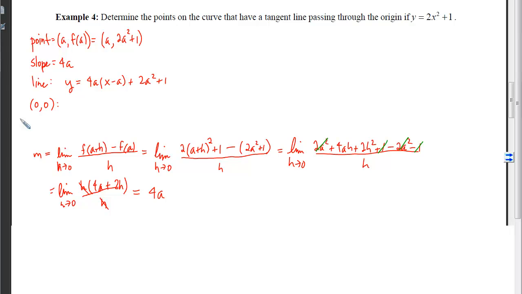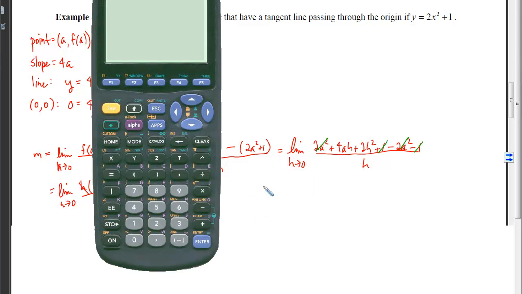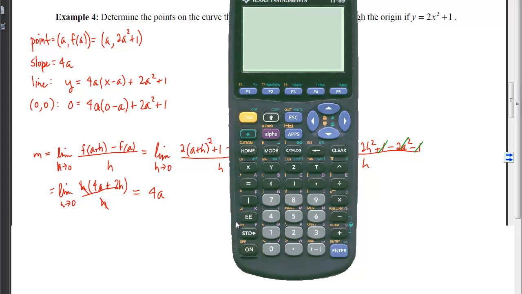and each point that is on the line will satisfy this equation. So if 0, 0, or the origin, is on the line, then if I replace y with a 0 and I replace x with a 0, I will end up with an equation that is true. So now I have an equation that involves only a, and I can use my calculator to solve for a. So let's bring our calculator up, turn it on, and go to your home screen. We want to solve this equation right here.